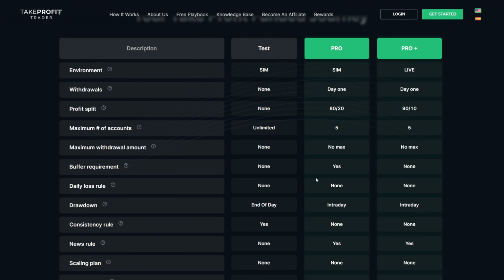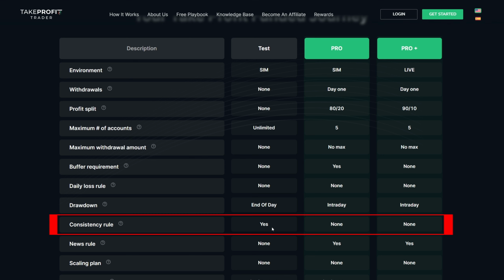However, when we come over here and we look at the test versus the Pro and Pro Plus account, and we come right over here where it says consistency, we can see that the consistency is only in the test phase. Once you're in the Pro and Pro Plus account, which are the two accounts we can actually make withdrawals with Take Profit Trader, then the consistency rule is not in effect. So I got to go ahead and give this one a toss up. Yes, it's a con in the evaluation phase, but in the phase where it counts the most, where you're actually able to make withdrawals, there is no consistency rule.